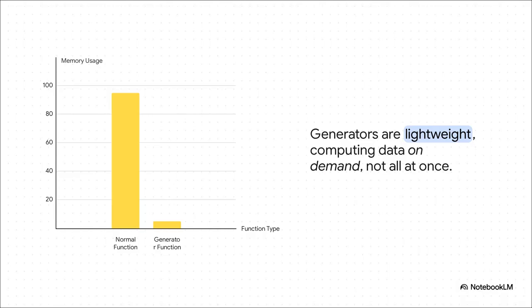I mean, the difference in memory usage is just staggering. Look at this. A normal function trying to load everything at once has its memory usage shoot through the roof. That's the bar on the left. A generator, though, its memory footprint is that tiny constant bar on the right because it only ever holds one item in memory at a time. This is why generators are an absolute must for big data.